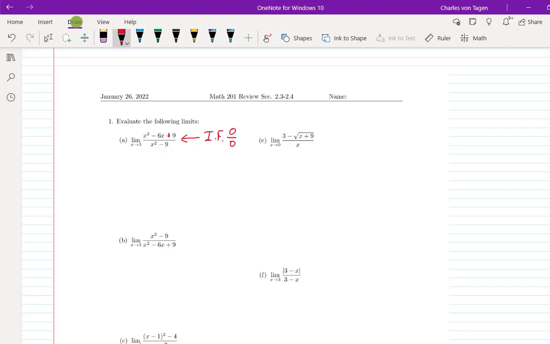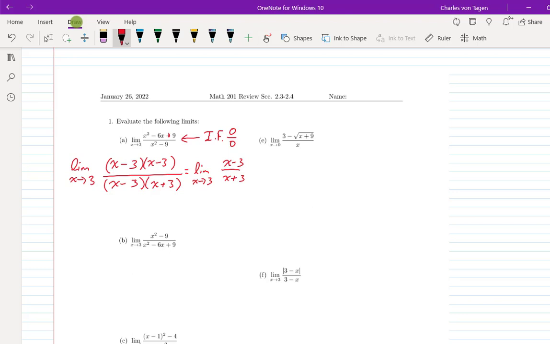Will that trick always work? No. Even if it looks like you could factor it, that doesn't guarantee that trick's going to work. But let's see what we can do here. If I rewrite the problem, we've got the limit as x is approaching 3 of (x minus 3) times (x minus 3) all over (x minus 3) times (x plus 3). Any questions on how I factored that? I can now rewrite this as the limit as x approaches 3 of (x minus 3) all over (x plus 3).